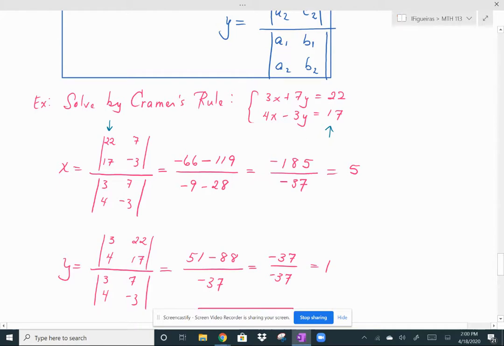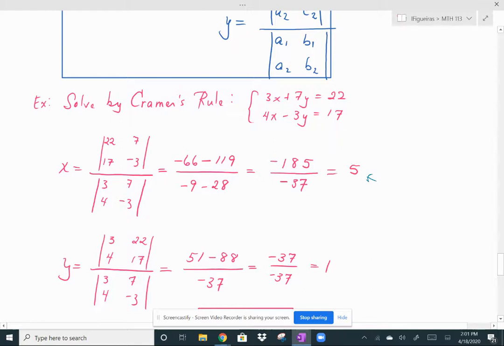So I put 22 and 17 in my first column, and my second column stays the same as 7, negative 3. Then I evaluate the determinant of that matrix, and that's what we get here, negative 66 minus 119. That gives me a value of negative 185. And when you divide negative 185 by negative 37, I get a value of 5. So that's my x value.